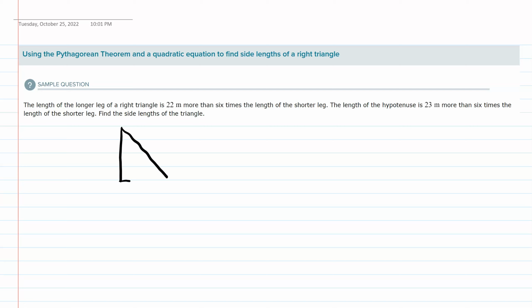Sorry for my bobo pen. It doesn't make straight lines.